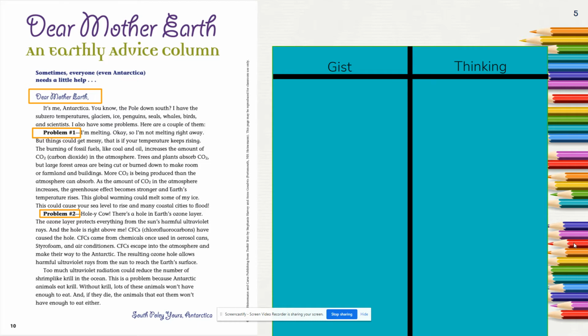The burning of fossil fuels like coal and oil increases the amount of CO2, or carbon dioxide, in the atmosphere. Trees and plants absorb CO2, but large forest areas are being cut or burned down to make room for farmland and buildings. More CO2 is produced than the atmosphere can absorb. As the amount of CO2 in the atmosphere increases, the greenhouse effect becomes stronger and Earth's temperature rises. This global warming could melt some of my ice. This could cause your sea level to rise and many coastal cities to flood.